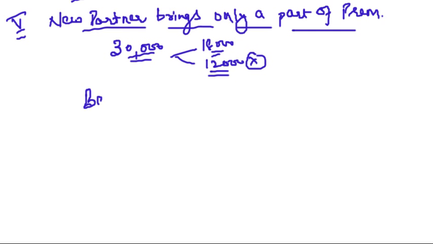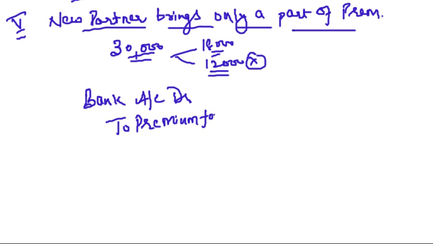We'll say bank account debit to premium for goodwill. What is the amount that he has brought in the business? Is 18,000.